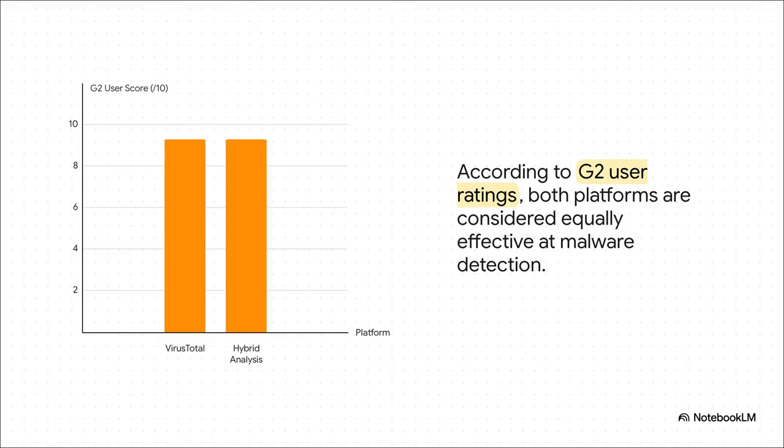Even with all those differences, users think they're equally good at their main job. According to reviews on G2, both platforms get a 9.3 out of 10 for malware detection. They just get to the same answer from completely opposite directions.